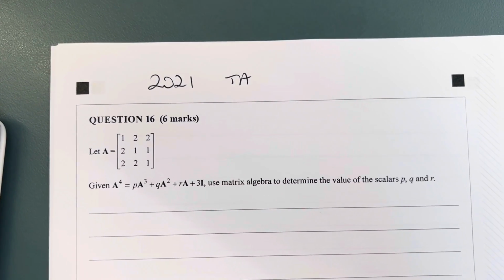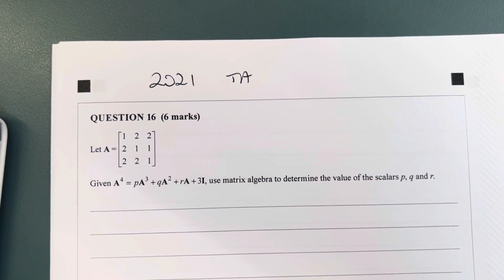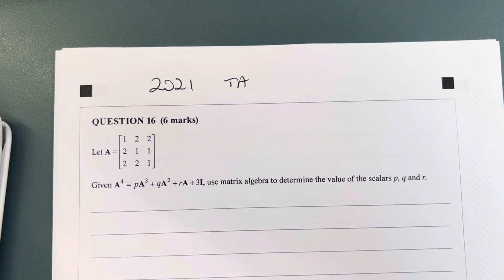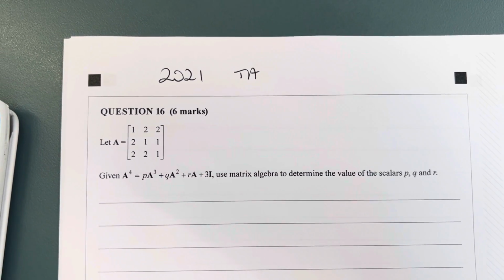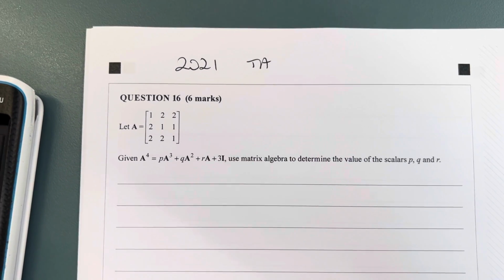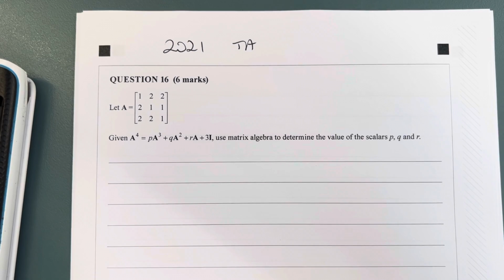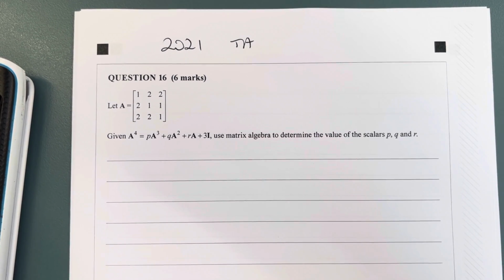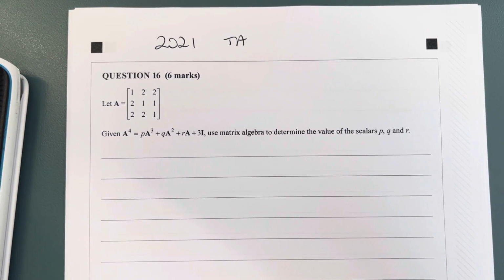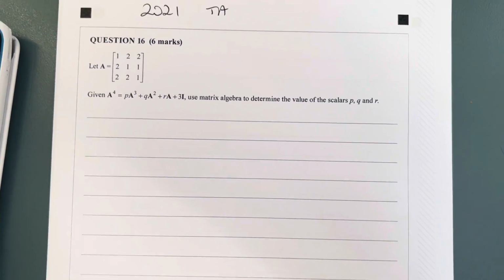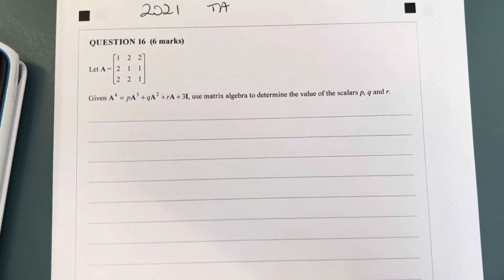Okay, 2021 paper Tech Active. We're doing question 16. 6 marks for this question and it's on matrices. Gives us matrix A and then it's given a big formula that A to the 4th equals PA cubed plus QA squared plus RA plus 3I. We're going to use matrix algebra to determine the values of P, Q and R.